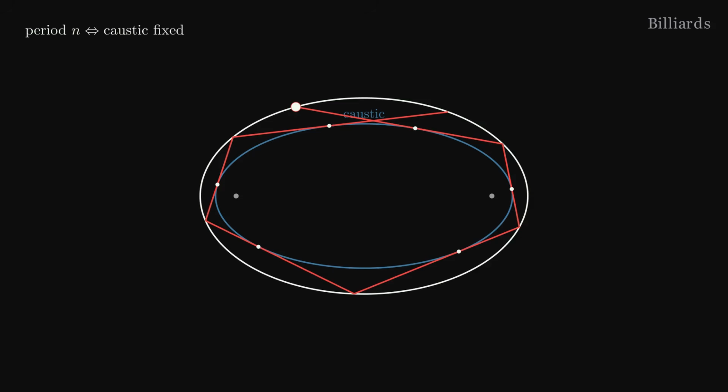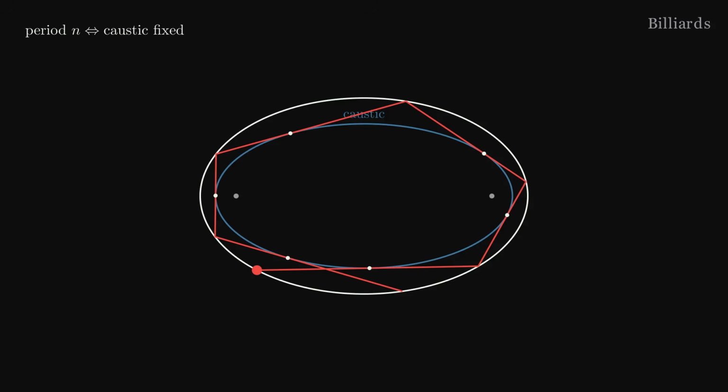Take a moment to feel how physical that is. You aim the ball one way, and after 6 bounces it comes back to where it started, moving in the same direction. Wonderful. Now aim again, carefully, so that the new trajectory has the same caustic. The new trajectory looks completely different. Different bounce points, different angles of incidence. It's a visually completely different shot. And after exactly 6 bounces, that one comes home too. The period is a property of the caustic, not of the shot. The ellipse, once it's been built, has already pre-decided, for every possible caustic, exactly how many bounces it takes for a ball with that caustic to return home.